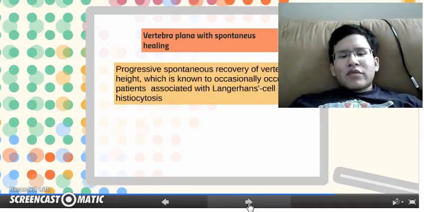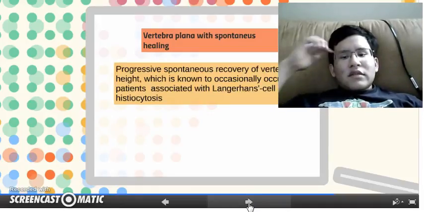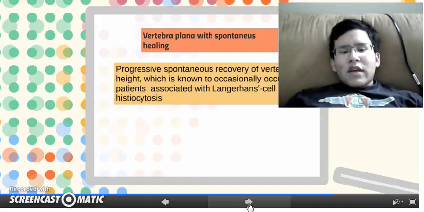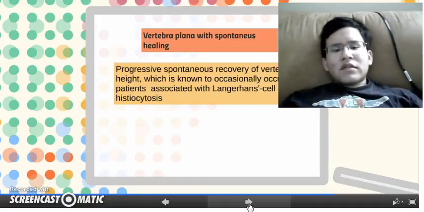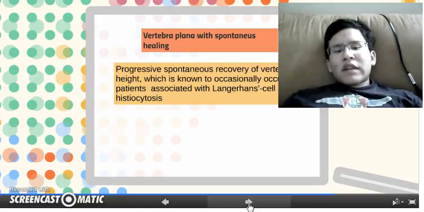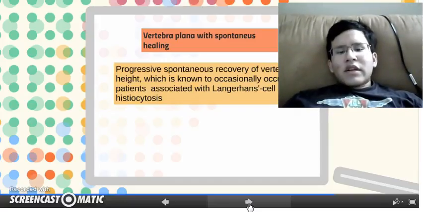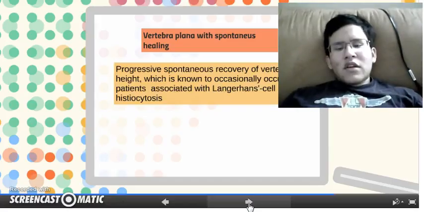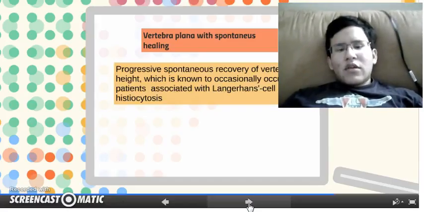Vertebral plana with spontaneous healing. This just happened in one case, when the patient has a progressive spontaneous recovery of vertebral height, which is known to occasionally occur in patients associated with Langerhans cell histiocytosis, just in this case, not in the other cases.